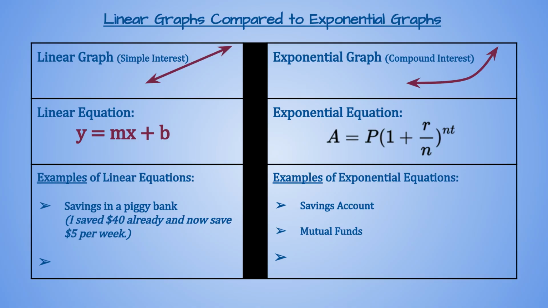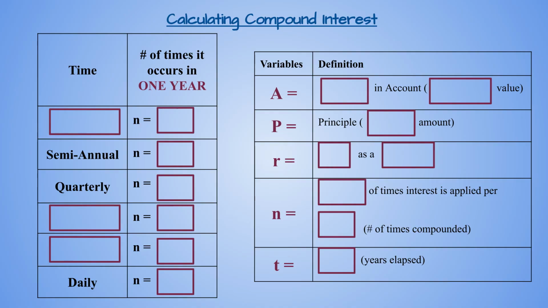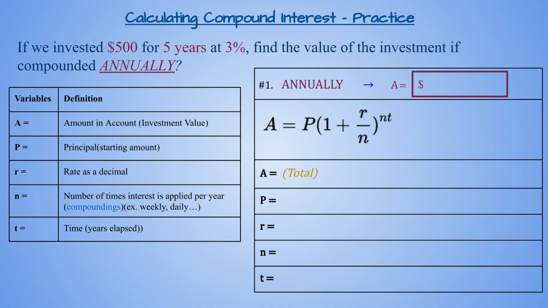Let's review the variables used for calculating compound interest. A is the amount in the account. P is the principal amount. R is the annual interest rate as a decimal. N is the number of times interest is applied per year, and T is the time in years. Now let's practice calculating compound interest. If we invest $500 for 5 years at 3%, what is the value if compounded annually? Use the provided formula and table to fill in the variables and find the total amount.